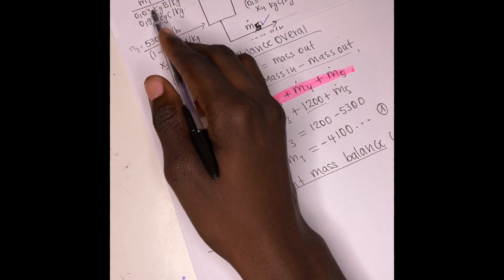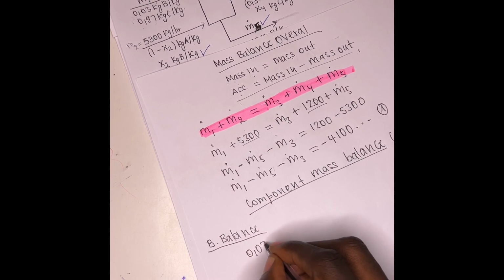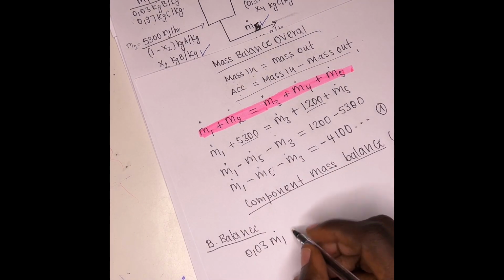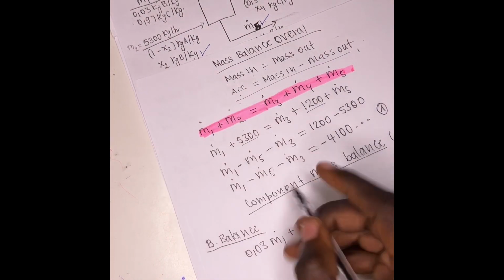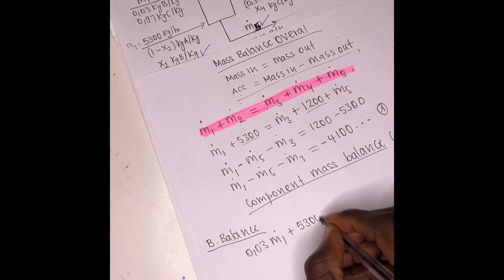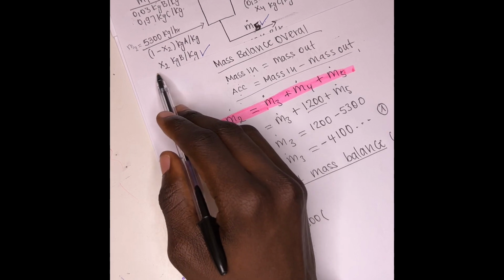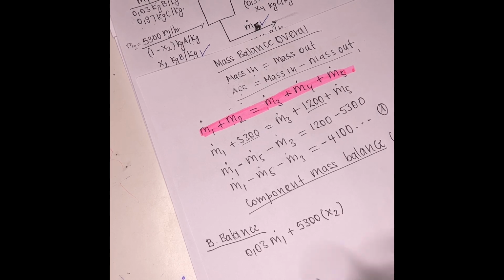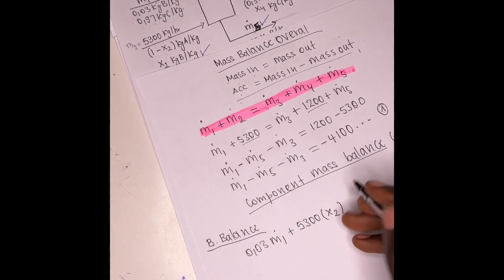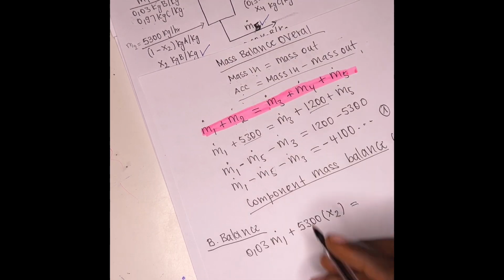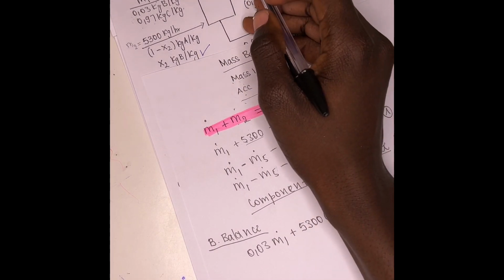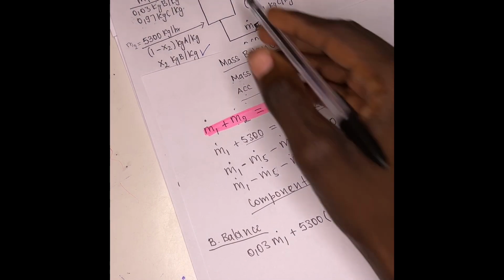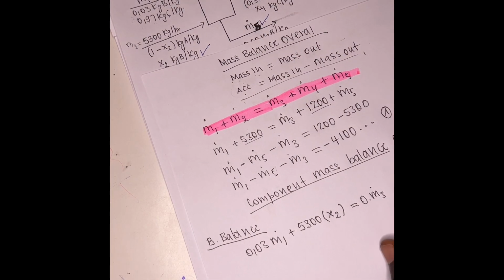M1, what is the value of B? That is the value of B. So you're going to have 0.03 M1 like this, because M1 we don't know. And then plus M2, we know already is 5,300. What is the component of B? This is the component of B, it is X2 only. And then we come here, we say equal. What is M3? Does M3 have B? It doesn't. So you're going to have 0 times M3. Don't create your own value. If it doesn't have it, you put 0.